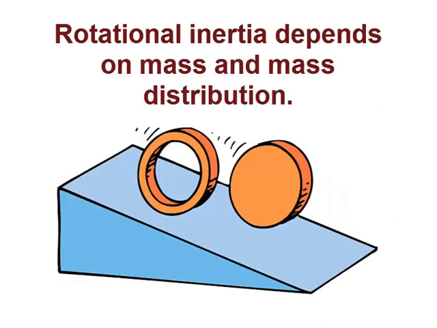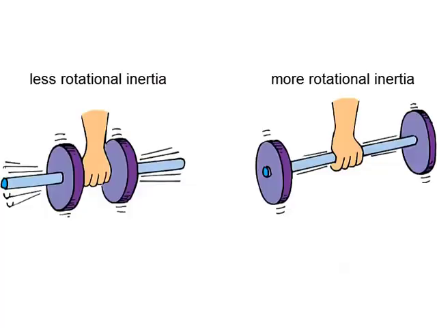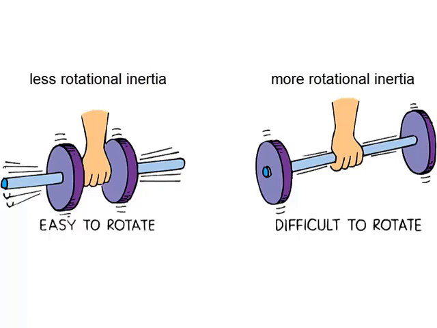Like inertia in the linear sense, rotational inertia depends on mass. But unlike inertia, rotational inertia depends on the distribution of the mass. The greater the distance between an object's mass concentration and the axis of rotation, the greater the rotational inertia. When the mass is close to the axis, it's easy to rotate. When the mass is far from the axis, it's difficult to rotate.